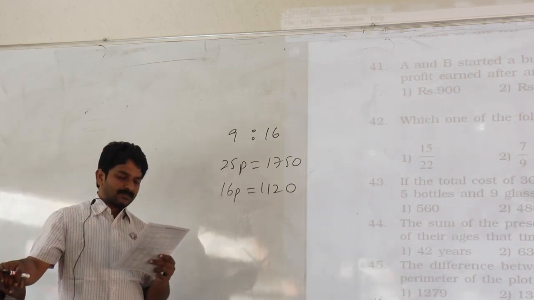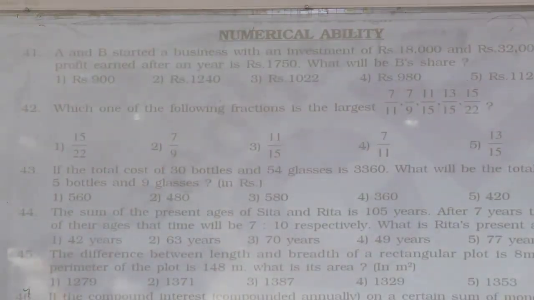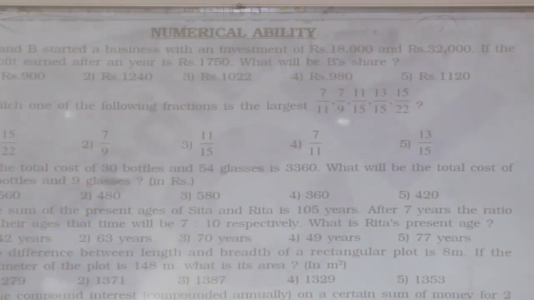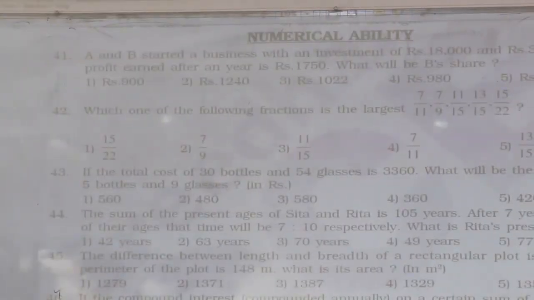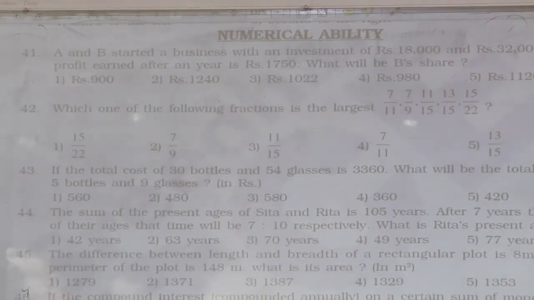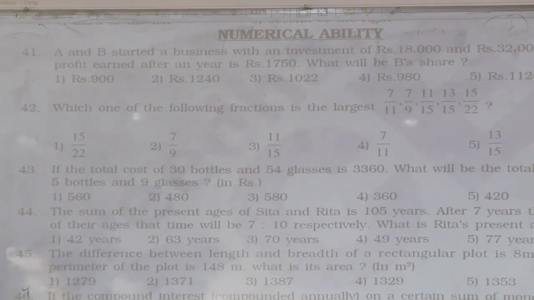Next. Which of the following is the largest out of 7 by 11, 7 by 9, 11 by 12, 13 by 15, and 15 by 22? Right, compared with the denominator, we'll go for comparison. 13 out of 22, first one.